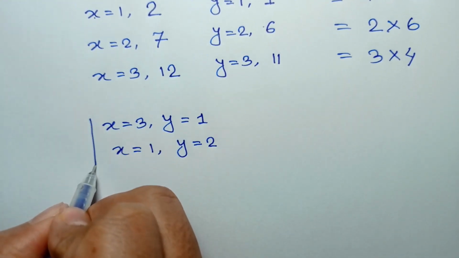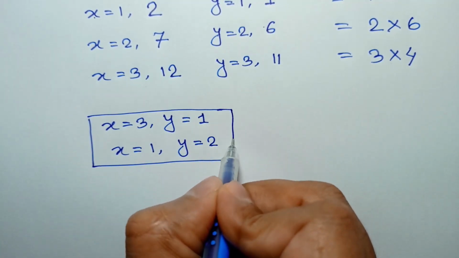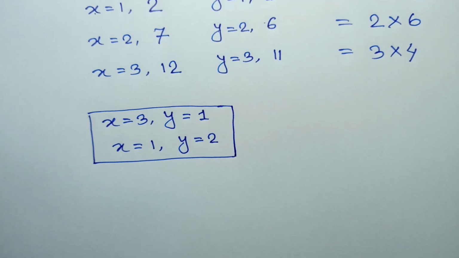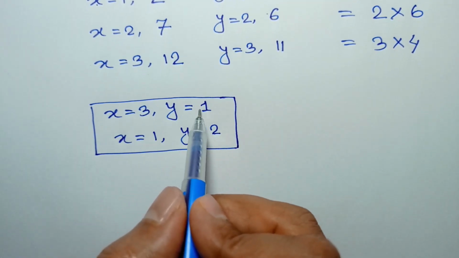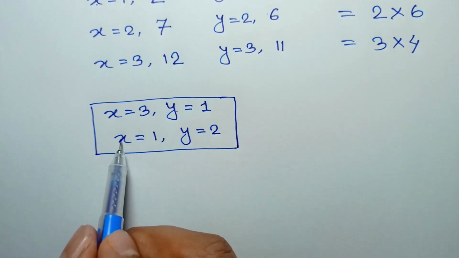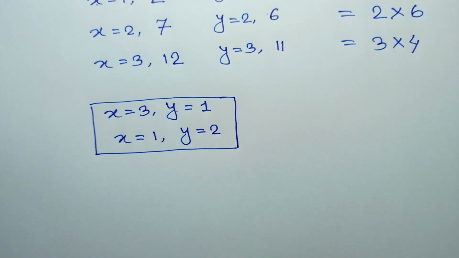So there are only two solutions of this equation for positive integer value. One is x is equal to 3 and y is equal to 1, and another is x is equal to 1 and y is equal to 2.